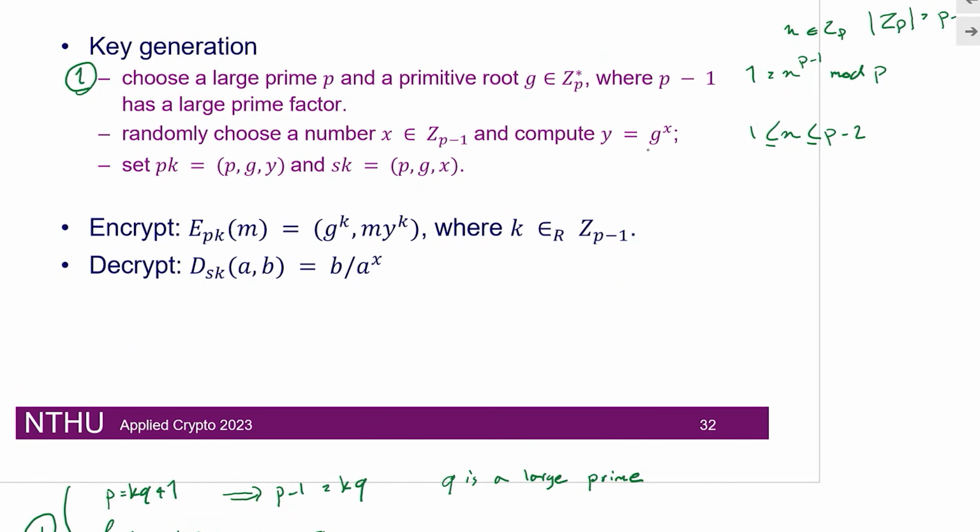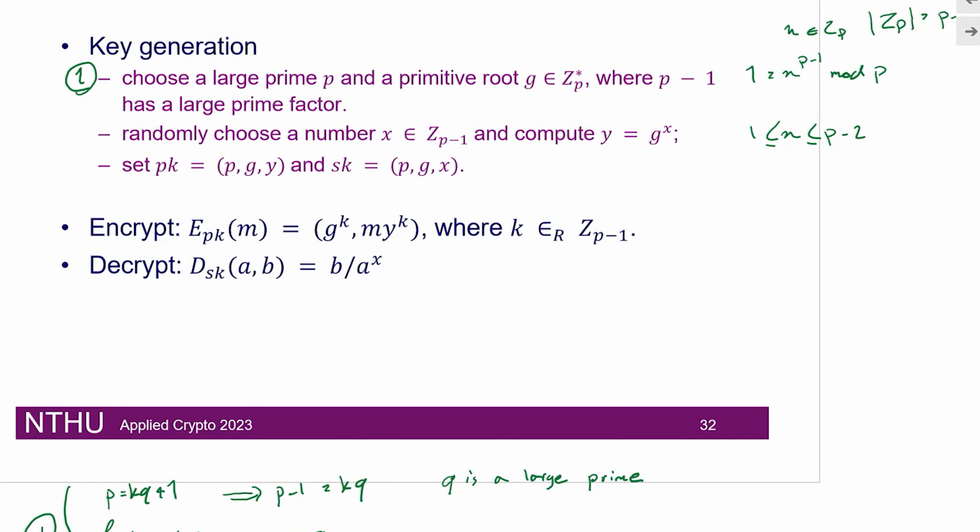So once we have done this computation, we can set our public key to be p, g, y. p is our prime, g is our generator. Everybody should have the same generator to work with. And then y is our g to the power x. And then the secret key is just g, p, g, and x that we had before, right?